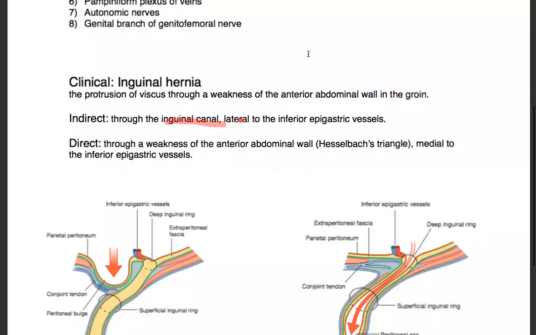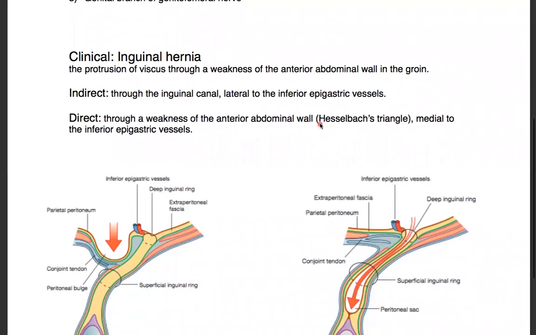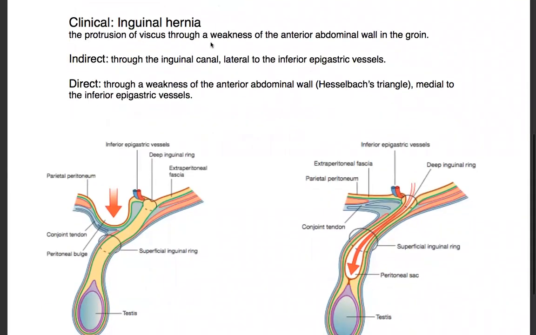And a hernia is basically a protrusion of viscera through a weakness of the anterior abdominal wall. So an inguinal hernia is a protrusion of viscera through a weakness of the anterior abdominal wall, meaning intestines or any of those viscera are coming out of the anterior abdominal wall through a weakness. So there has to be a weakness.